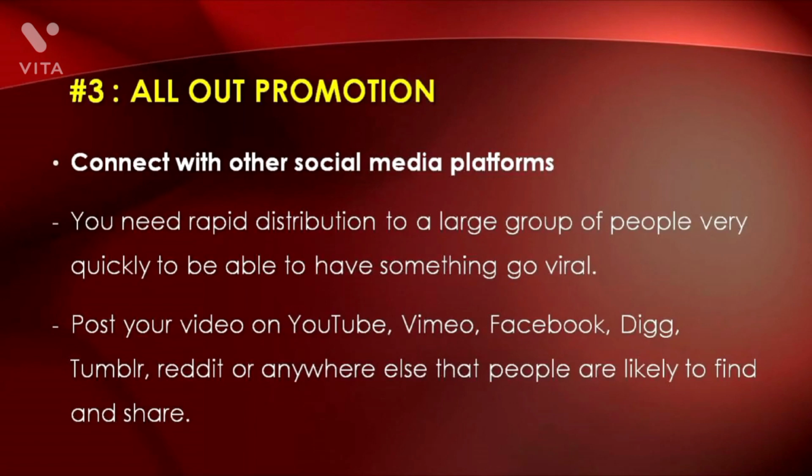The fastest and most direct way to do this is to connect with other social media platforms. You need rapid distribution to a large group of people very quickly to be able to have something go viral. So you have to make it as easy as possible for people to share your video. You should post your video on YouTube, Vimeo, Facebook, Digg, Tumblr, Reddit, and anywhere else that people are likely to find it and share it. The idea is to spread and promote your video to anyone, anywhere possible.